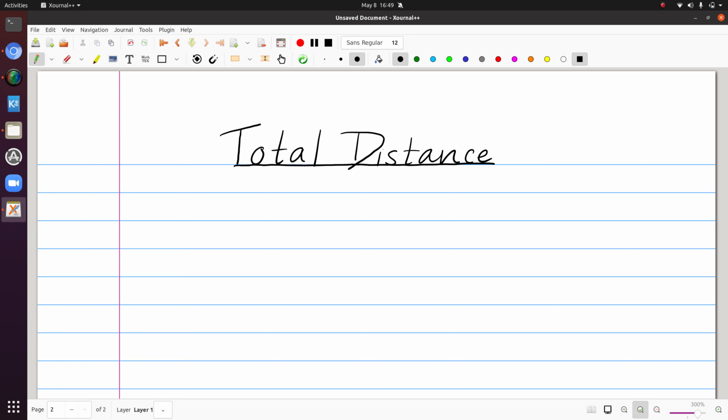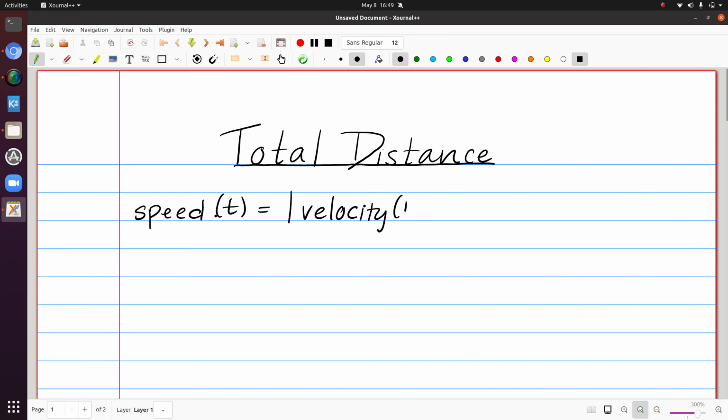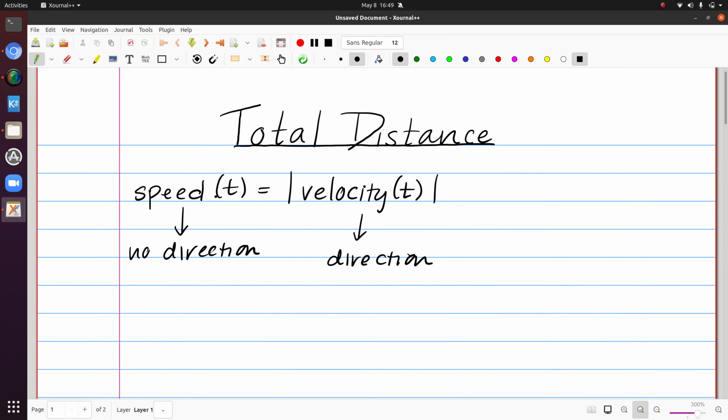And the connection here that I want to make is that speed is equal to the absolute value of velocity. So this velocity indicates direction. Speed does not indicate direction. So that's really the distinction there.